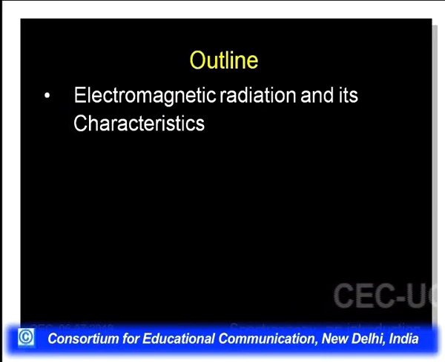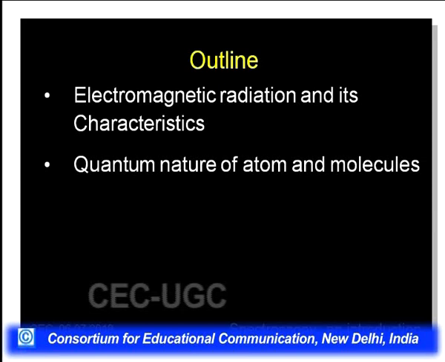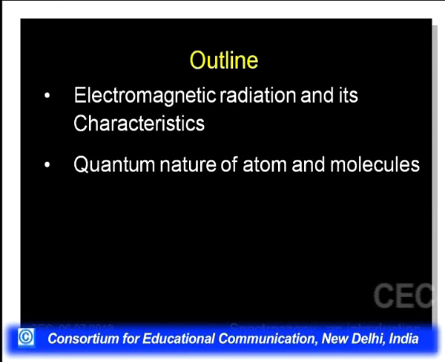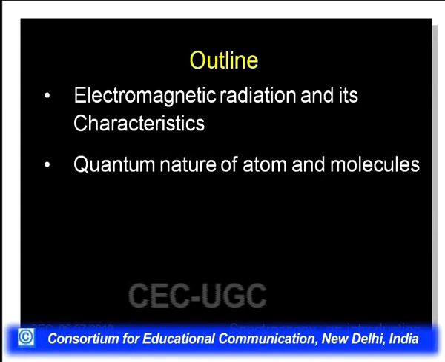And the session is planned as follows. We will start by talking about what is electromagnetic radiation and what are its characteristics. Thereafter, we'll come down to the quantum mechanical nature of atoms and molecules. You remember, I just defined spectroscopy to be interaction of radiation and matter. So, to understand that, we need to first understand what is radiation, that is, what is electromagnetic radiation, what are the characteristics there, then we come down to the nature of matter. That is, the matter's nature we talk about in the context of atoms and molecules, that is, what is the quantum mechanical description of atoms or molecules.